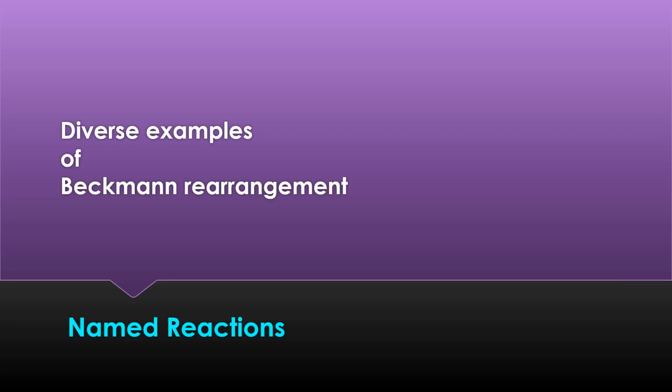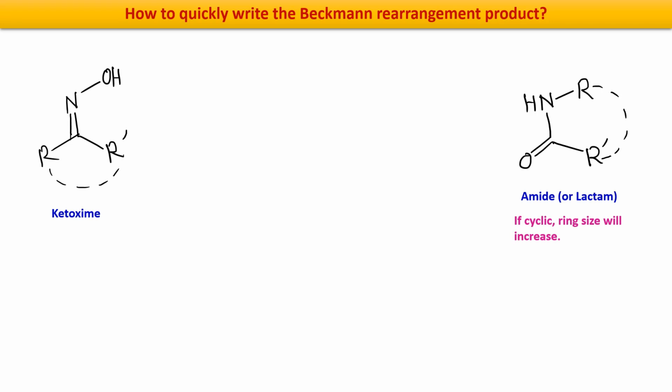Hello everyone, this is the second video of Beckmann rearrangement where we will see different types of examples. Now it will be better if you watch the previous video, that is the first one where I have discussed the mechanism in detail so that you can connect to this video in a better way. First we will see how to write quickly the Beckmann rearrangement product when a particular starting material is given.